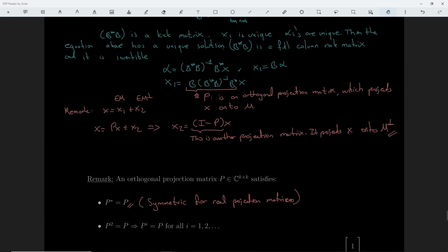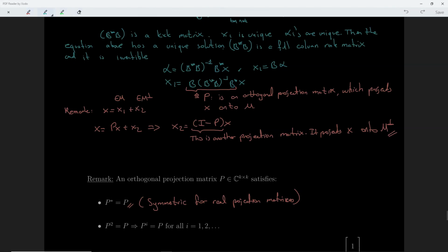It can be complex. And another property is that P squared is equal to P. So we can check that by writing down these equations, right? So let me try to write down.